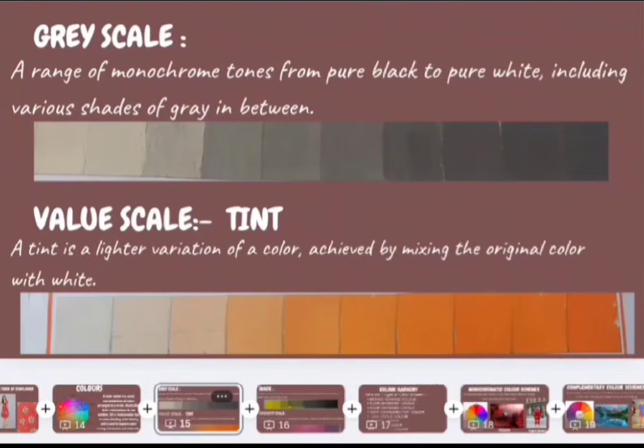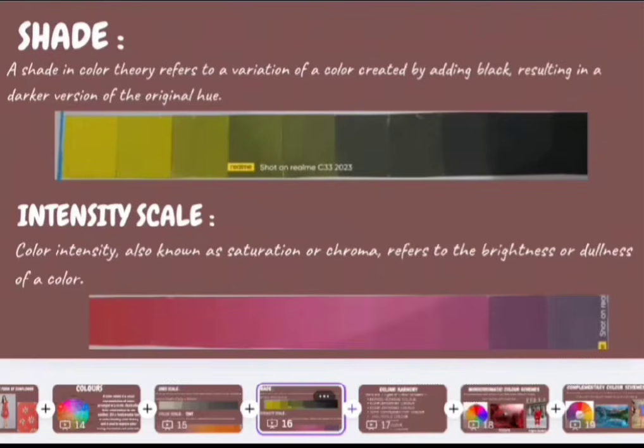Now, value scale. There are two types of value scale, tint and shade. First one is tint. A tint is a lighter variation of a color achieved by mixing the original color with white. And a shade in color theory refers to the variation of a color created by adding black, resulting in a darker version of the original hue.